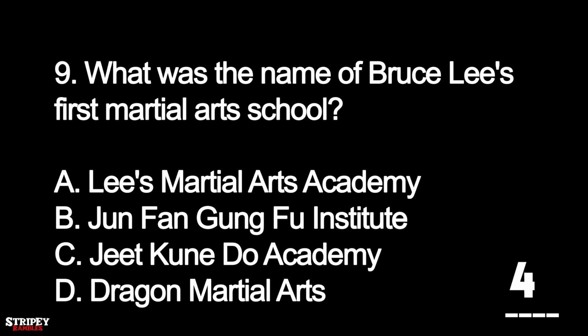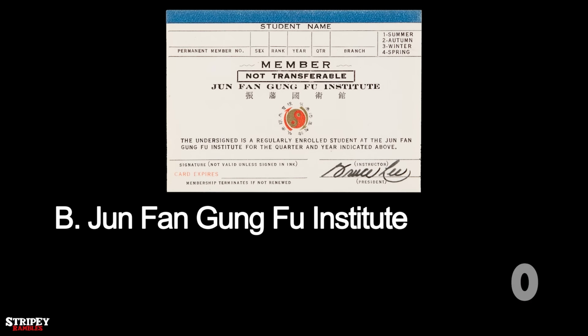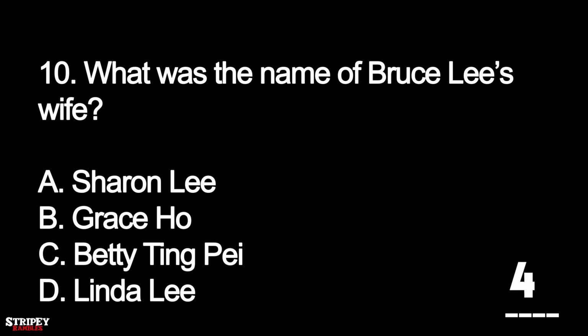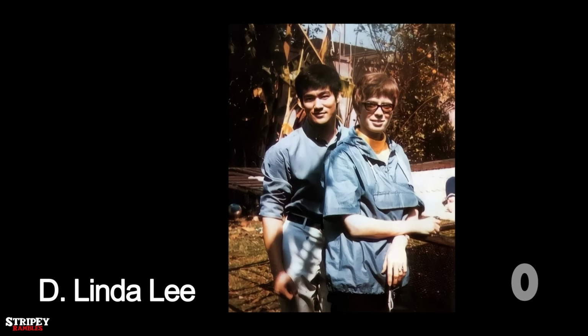Okay, fair enough. Question 9. What was the name of Bruce Lee's first martial arts school? The first Jun Fan Gung Fu Institute was formed in 1963. Question 10. What was the name of Bruce Lee's wife? It was Linda Lee, now known as Linda Lee Cadwell.